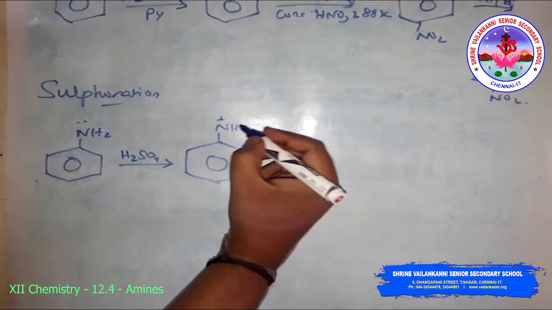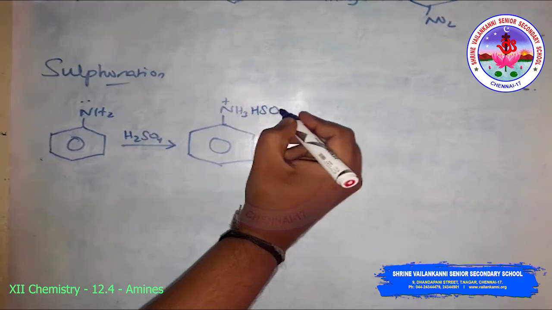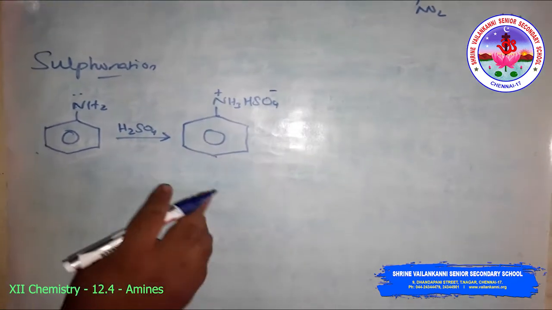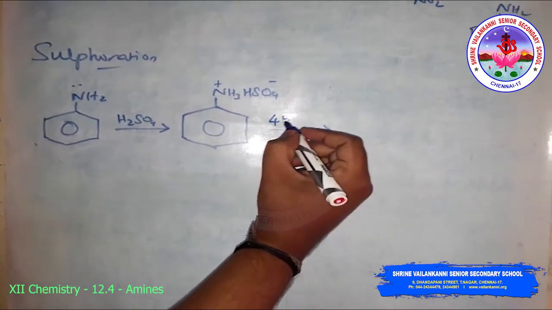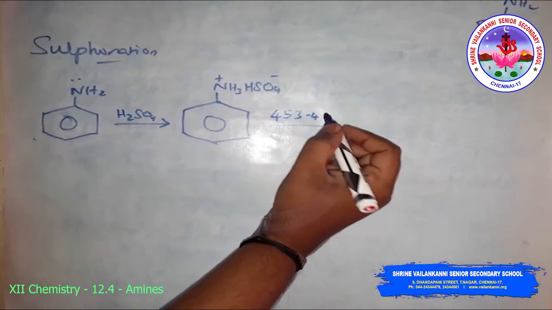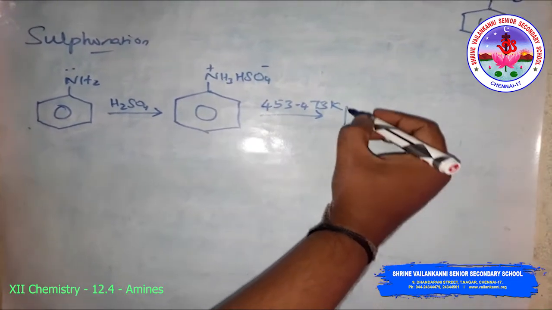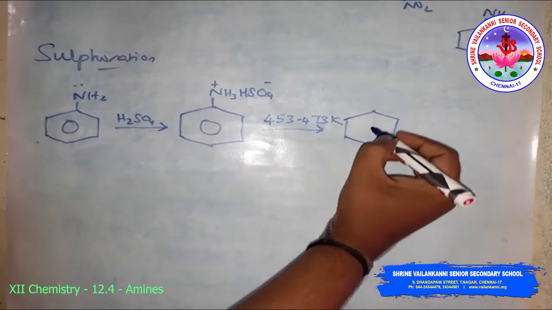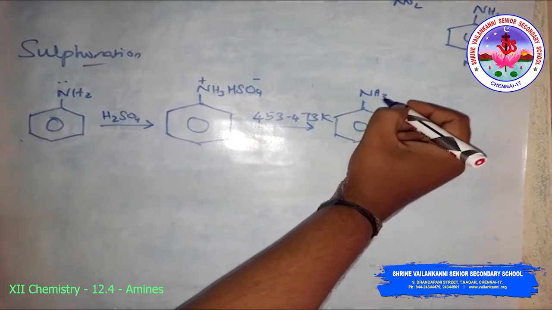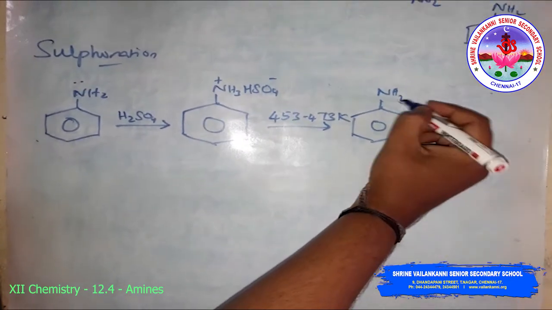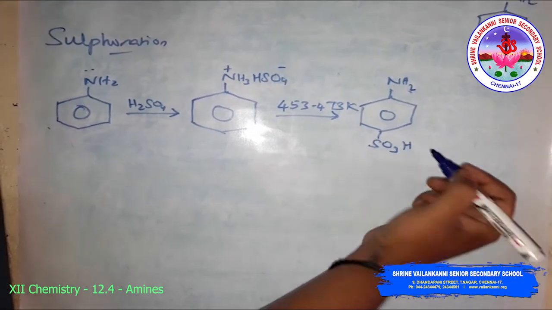Yes, NH2 and SO3H. So this is sulfanilic acid. On rearranging this, that is, you get the zwitter ion. This is called NH3 plus and SO3 minus. So this hydrogen is just rearranging. This is called zwitter ion.